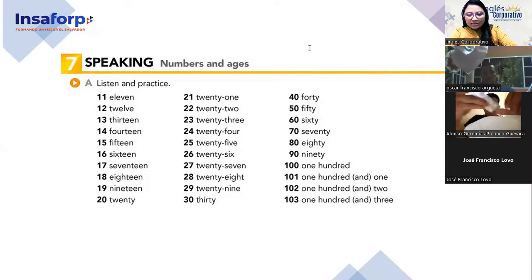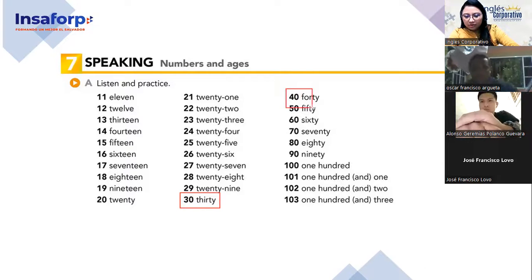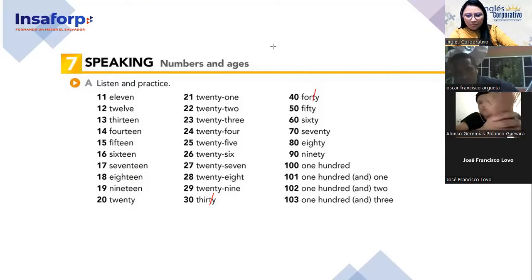Take a look at this group of numbers. 30. 40. ¿Cómo se pronuncian? Es como que si yo vengo y le quito el sonido de la T. Okay, 30 and 40. And then I have this group of numbers. 50.